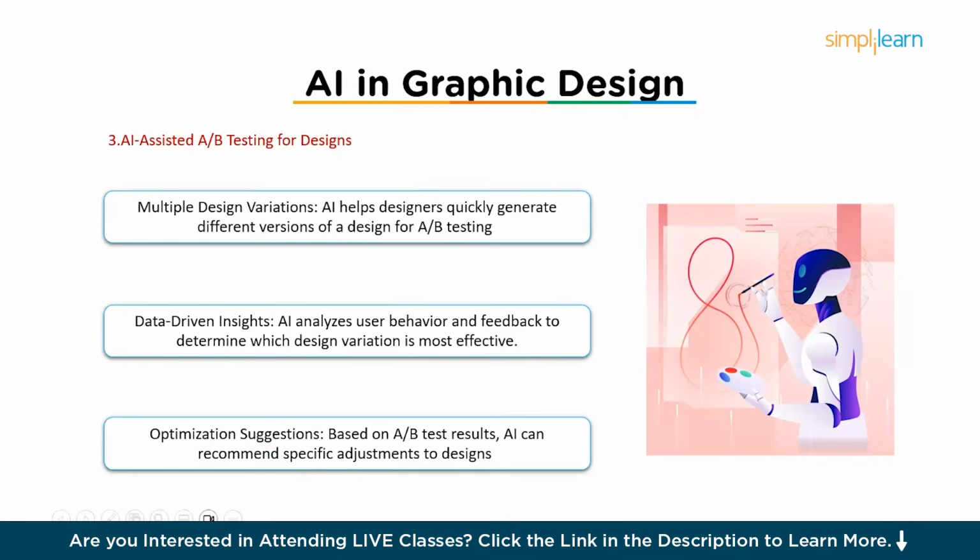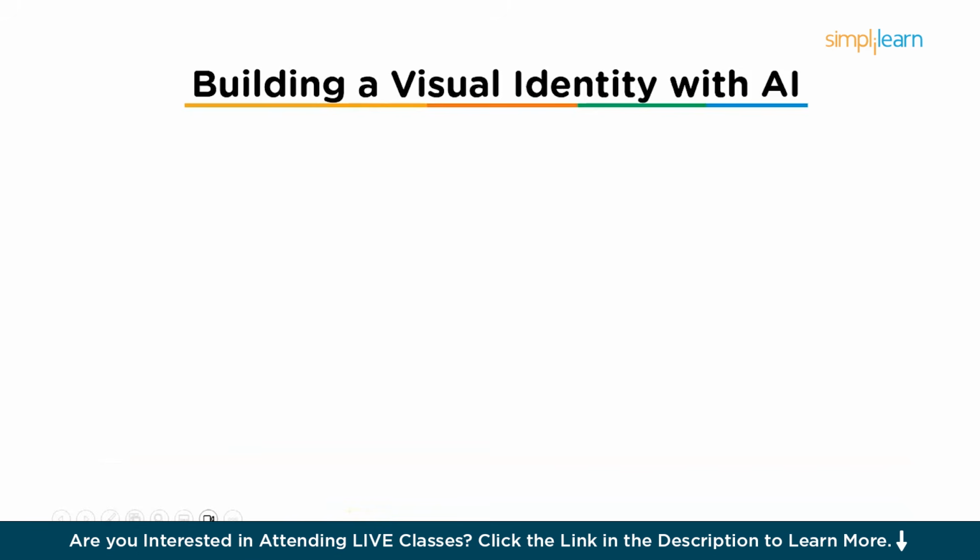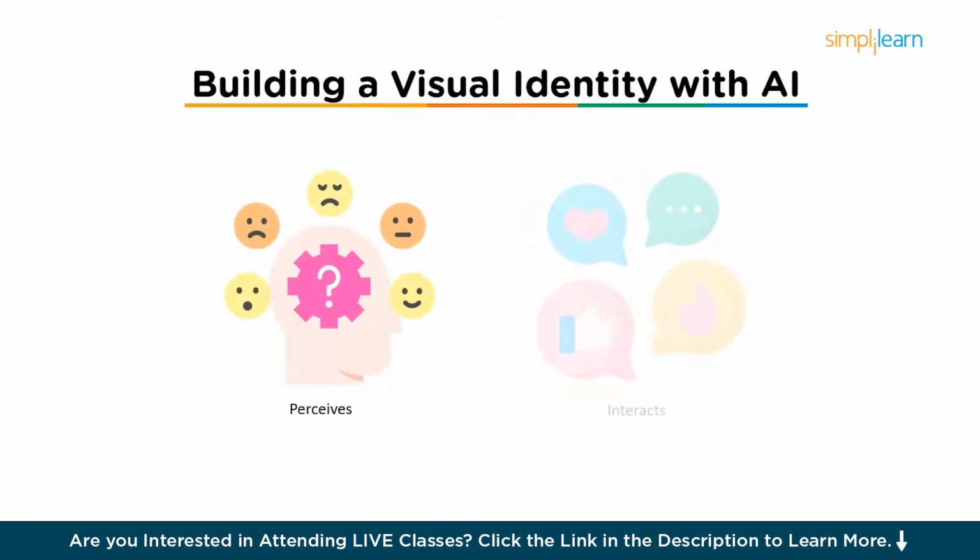with AI. Now let's understand building a visual identity with AI. So building a strong visual identity is crucial for any brand. It's how your audience perceives and interacts with you. But with the rise of AI, creating and maintaining that identity has become more efficient and effective than ever. So let's explore each aspect of building a visual identity using AI in an engaging and informative way.